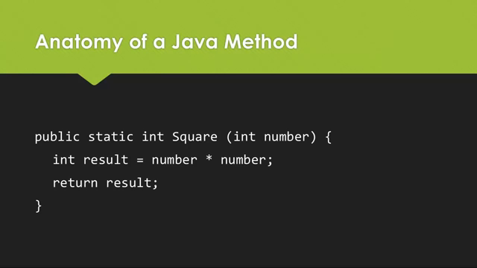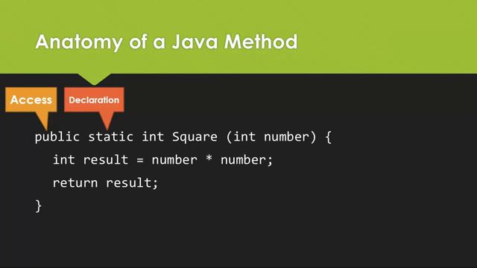The method you're looking at right here is defined as square, and it takes in a number of type integer. And then it does some work and returns a result. The word public is what's called the access modifier of the method. Usually methods are either public or private. Public methods of a class are accessible through the object. Private methods of a class are only available inside the class itself.